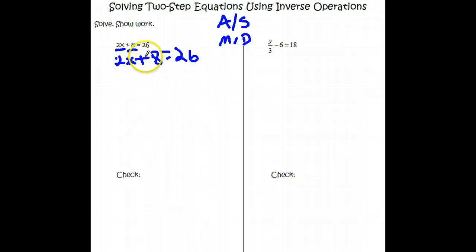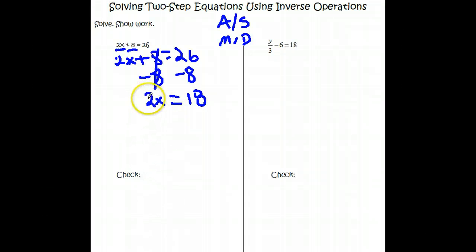So I will handle the addition first. The inverse of adding is, of course, subtracting. Subtract 8 on both sides. So whatever we do on one side of the equal sign, we must do on the other. 8 minus 8 is 0. That cancels. I bring down my 2x. Bring down my equal sign. 26 minus 8 is 18. All right, that was one step.